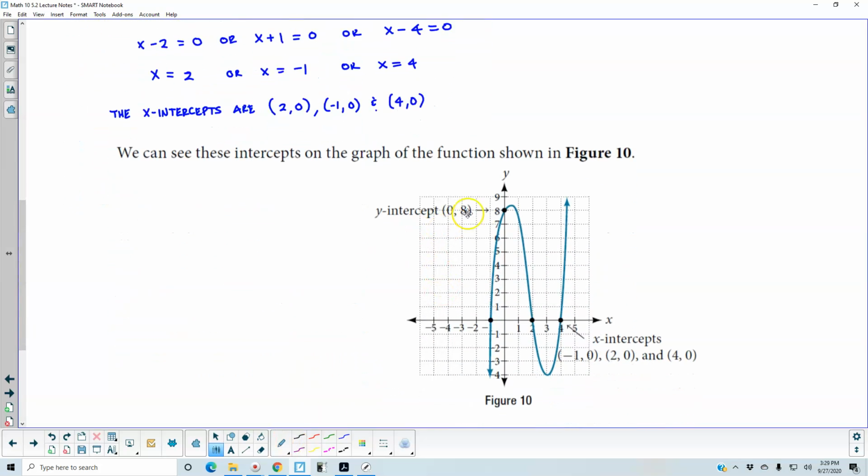Here is your y-intercept at (0, 8), and then there's our 3 x-intercepts, (negative 1, 0), (2, 0), and (4, 0).